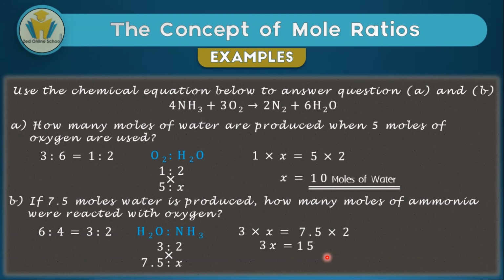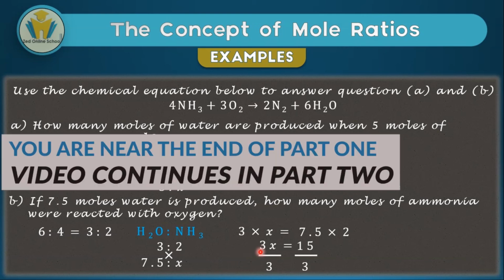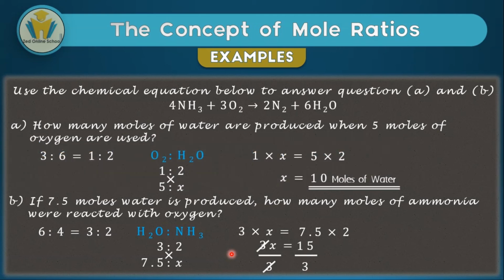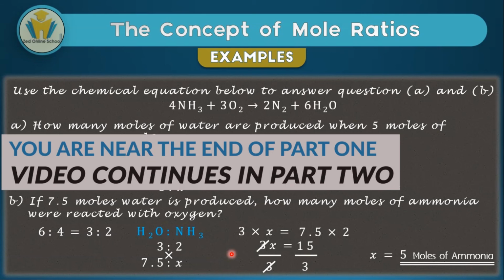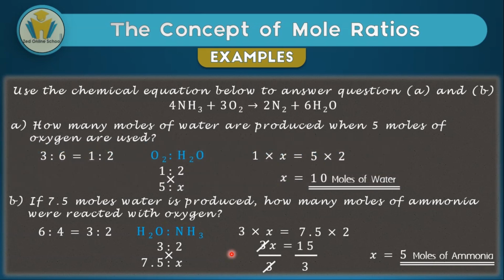Now we need to get rid of the 3 on our left side. This 3 is multiplied by the x, so we're going to carry out the opposite of multiplication, which is division. We're going to divide both sides by 3. Here the 3 and the 3 will cancel, and x will be equal to 15 divided by 3. If you know your multiples, that should give you 5. These two examples must be understood because this is the basis of application of the mole concept.